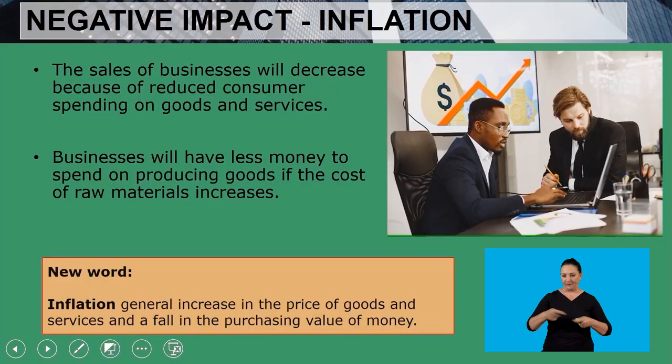Businesses will have less money to spend on producing goods if the cost of raw materials increases. So it does not only affect consumers, even us as businesses, we are buyers to our suppliers. We buy from suppliers. So it simply means that because of the inflation rate, we are going to have less buying power to our suppliers. We're going to support them less, buy less raw materials in order to produce the goods that we were producing. Now, because of the inflation rate, we cannot buy as much as we used to buy before. So we'll have less input, but expecting a large output.